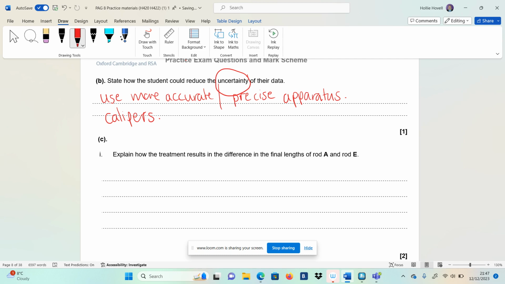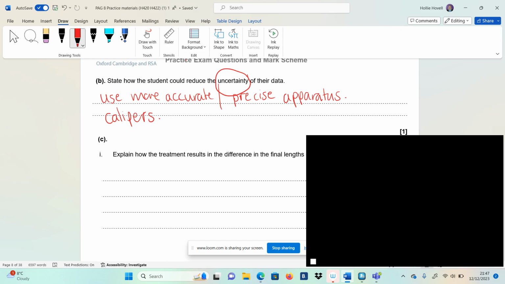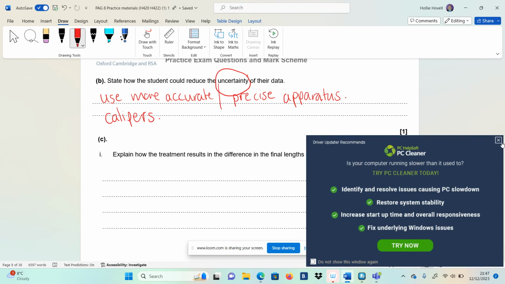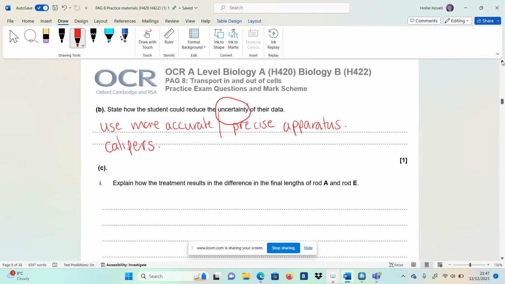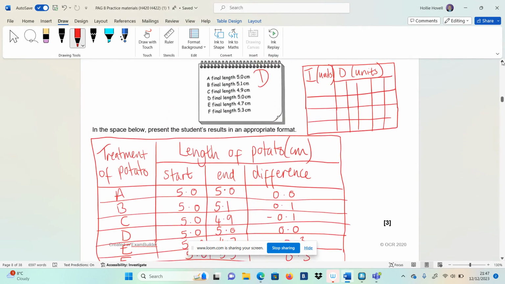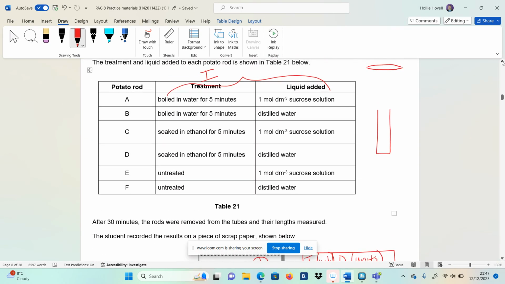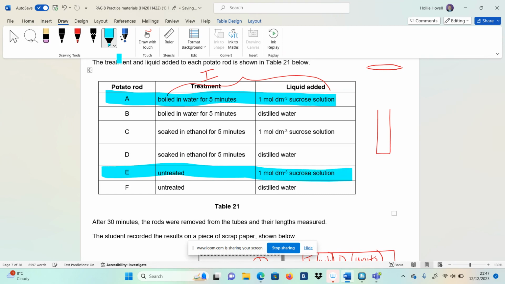Part C, explain how the treatment results in a difference in the final lengths of rod A and E. So we need to look back at what A and E were. So for A, they boiled for 5 minutes and they had 1 molar of sucrose solution. And for E, let's highlight the ones we're talking about. I'm just going to do my answer here. Obviously, you can do them in the right space, but I'm just going to do my answer here because you can't see the table and my marking space at the same time.